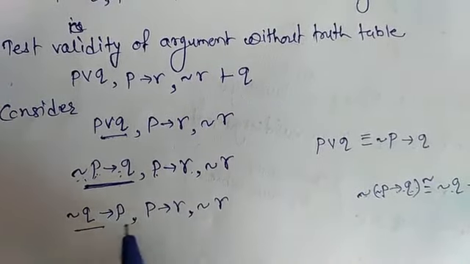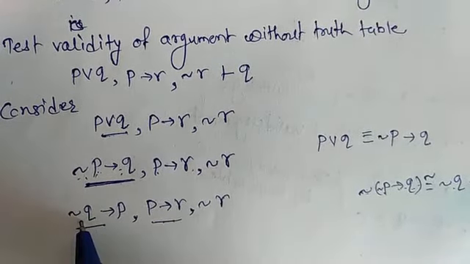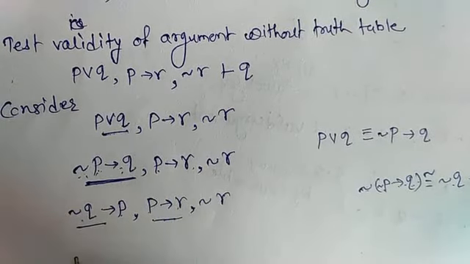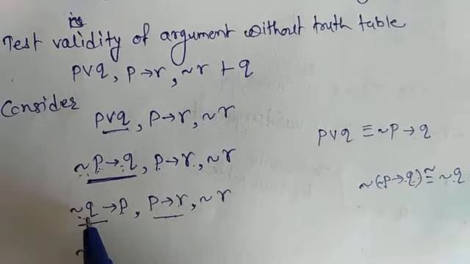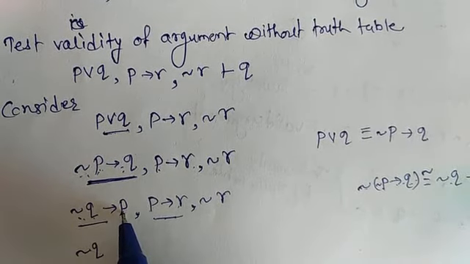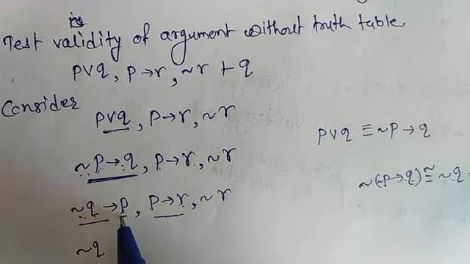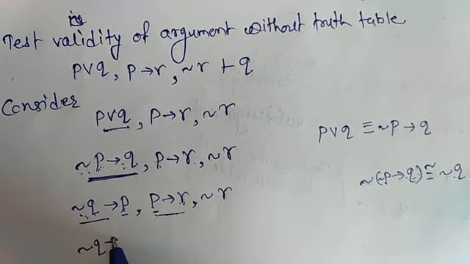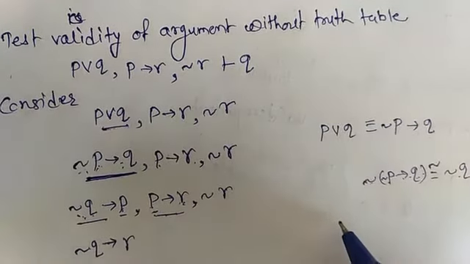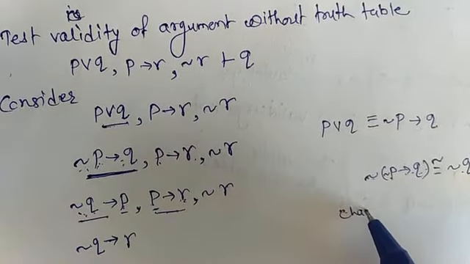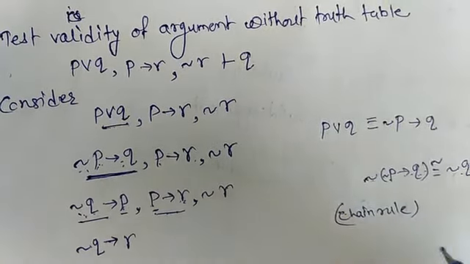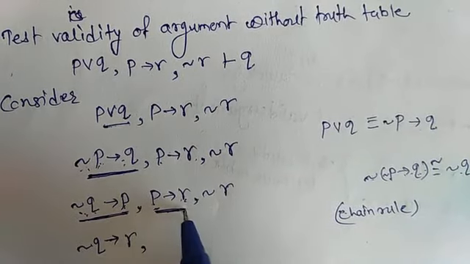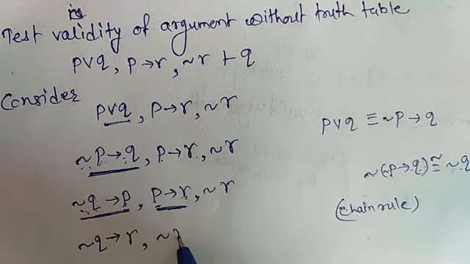Now from the first and second you may say that negation Q implies P and P implies R. By using the chain rule, negation Q implies P and P implies R, here both are the same, so negation Q implies R, which is the chain rule. We have used the chain rule on these two, negation Q implies P and P implies R, and negation R as it is.